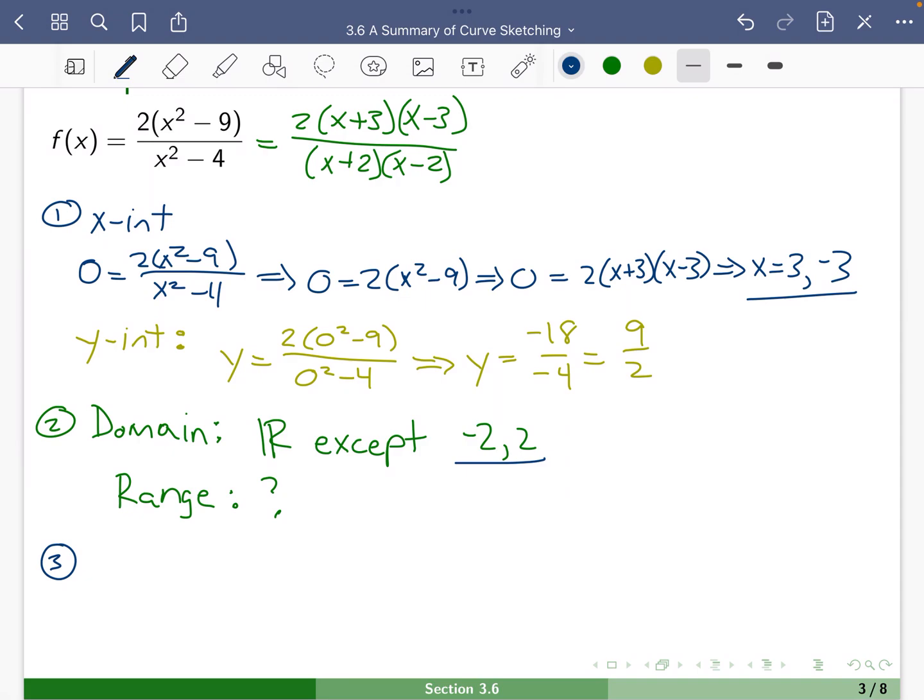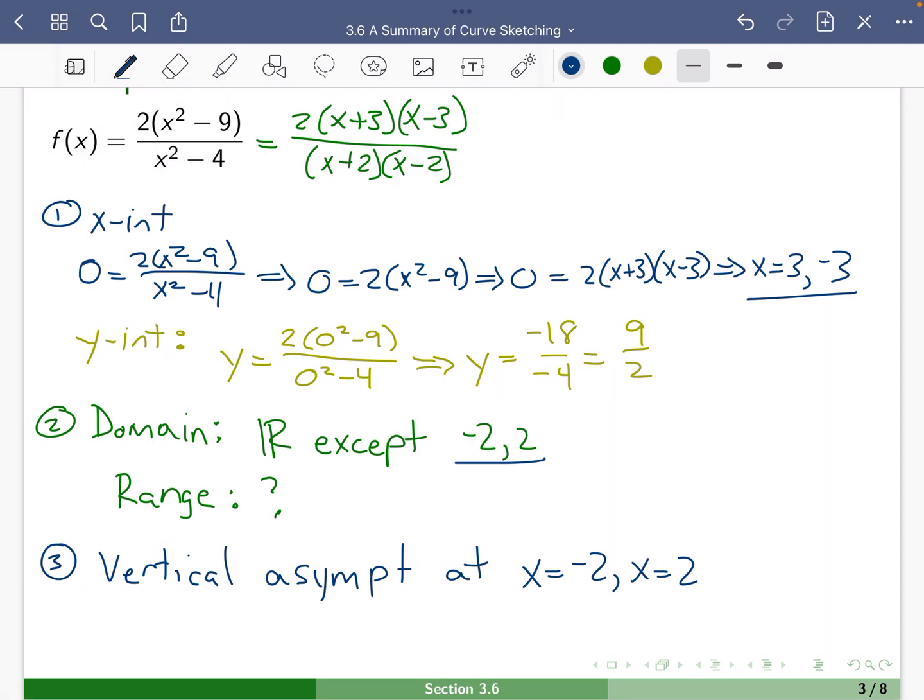Well, they're both going to be vertical asymptotes because they make the denominator 0, but they don't make the numerator 0. So when we plug those in, we're not going to get any kind of cancellation. So it's not going to just be a hole in the graph. It's going to be a vertical asymptote. So we have vertical asymptotes at x equals -2 and x equals 2. So those are our points of discontinuity.